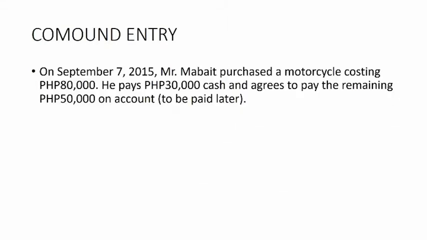For an example of the compound entry, let's have on September 7, 2015, Mr. Babay purchased a motorcycle costing 80,000 pesos and pays 30,000 cash and agrees to pay the remaining 50,000 on account, or it will be settled on a later date. So this is an example of compound entry because we have the asset motorcycle.